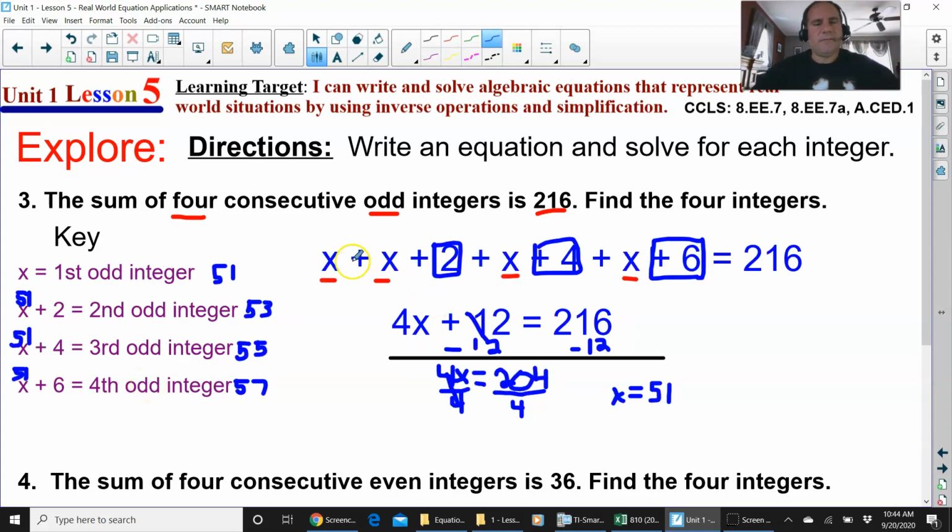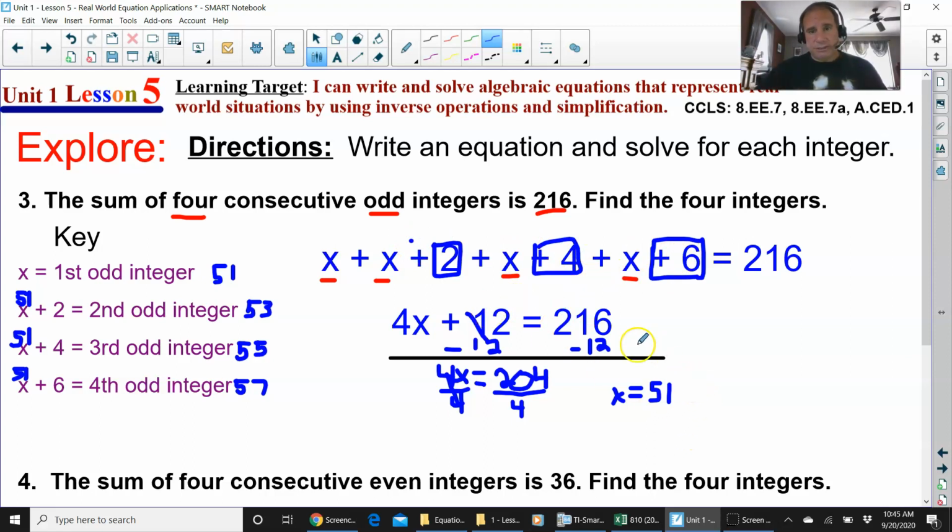So here we go. We have x plus x plus 2 plus x plus 4 plus x plus 6 equals 216. When you combine the like terms in red, I have all the x's, the variables, that I combined. You have x here, x here, x here, and x here. That's 4x. And then I boxed out the regular numbers. We have a plus 2, plus 4, plus 6. When you add all those together, you have a plus 12.